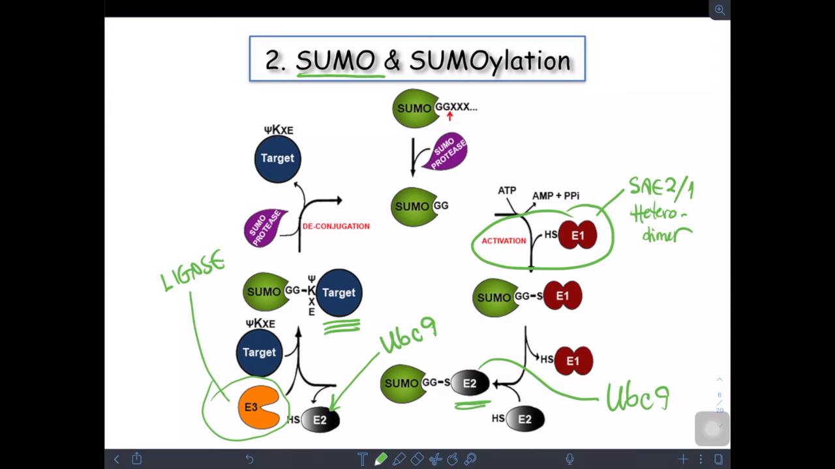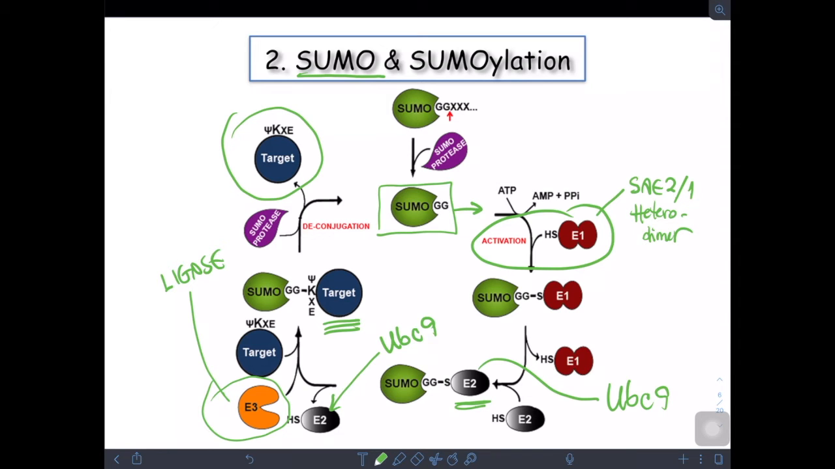After SUMO is conjugated to a target protein, SUMO can be very quickly deconjugated, therefore leaving the target in the unstimulated form and producing free SUMO that can be used in another cycle of SUMO conjugation.